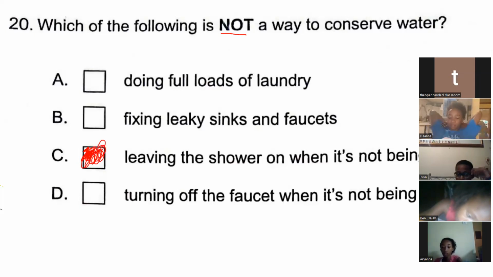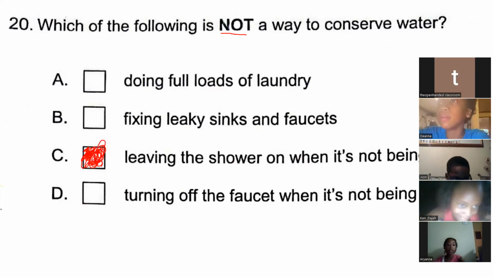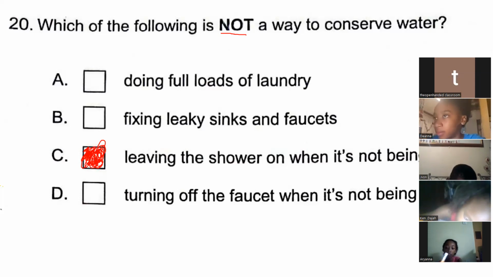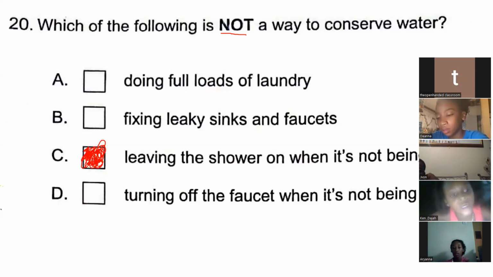Do we agree with her? Yes, sir. Because if you want to conserve water, then you would fix your leaky sinks, you would turn off the faucet, you would do your full loads of laundry. But if you do not want to conserve water, then you would leave the shower on. Excuse me, can I read number 21? Yes, you can. Thank you.